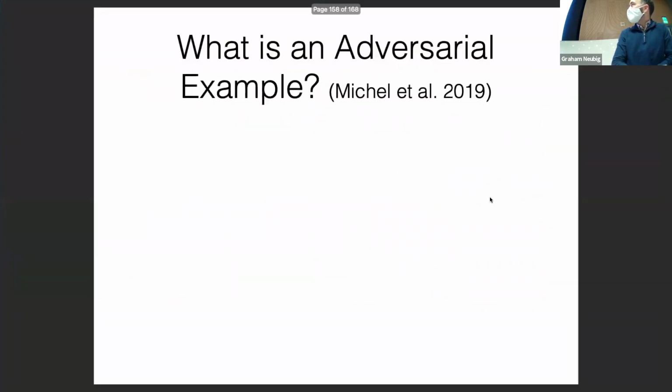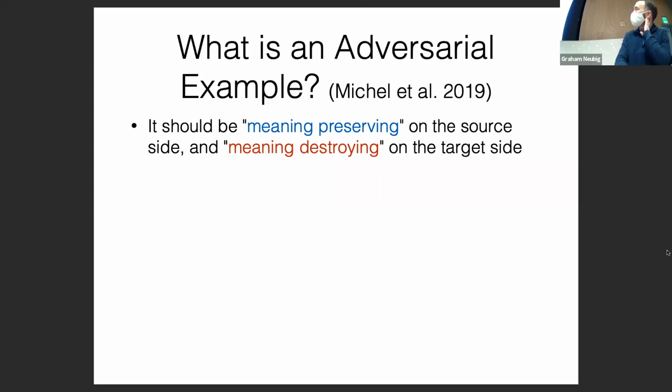It's relatively obvious in images that you can make a small change to the pixel values without humans even noticing, right? But for text, you change one character and you could get a completely different word that means a completely different thing. So this is one of my papers done with Paul Michel, my former PhD student. And we discussed what an adversarial example means in the domain of text. And basically our definition is that it should be meaning preserving on the source side. So in other words, it keeps the semantics of the source sentence, but meaning destroying on the target side. So for a classification task, that means that it will change the label. For a generation task, that means it will change the semantics of the target sentence.